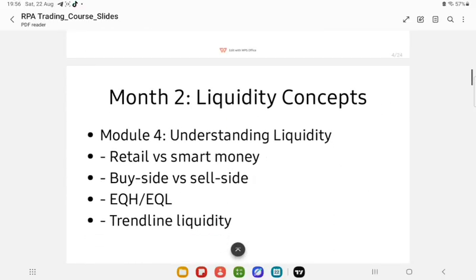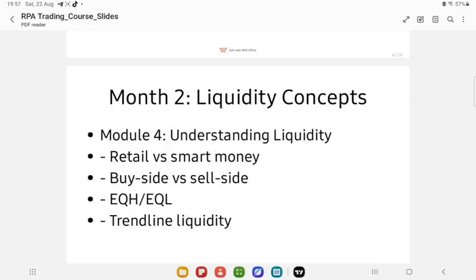Now we'll start from understanding liquidity. Like I said, liquidity simply means money. So you as a trader, your stop loss, your take profit, your entry, your orders that have not been executed are liquidity. Do you understand? They are liquidity.